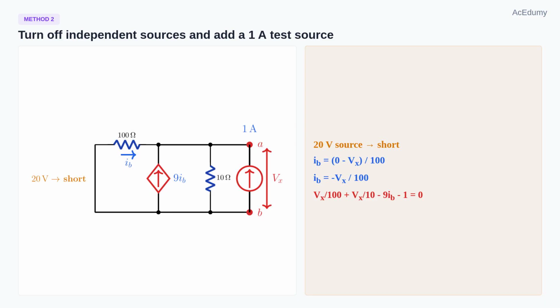The second method is the 1 amp test current method. This time, we turn off the independent 20-volt source, so it becomes a short circuit. Then we connect a 1 amp current source from B to A and call the resulting terminal voltage Vx. Now IB is (0 minus Vx) over 100, so IB equals negative Vx over 100. KCL gives Vx over 100 plus Vx over 10 minus 9 IB minus 1 equals 0.